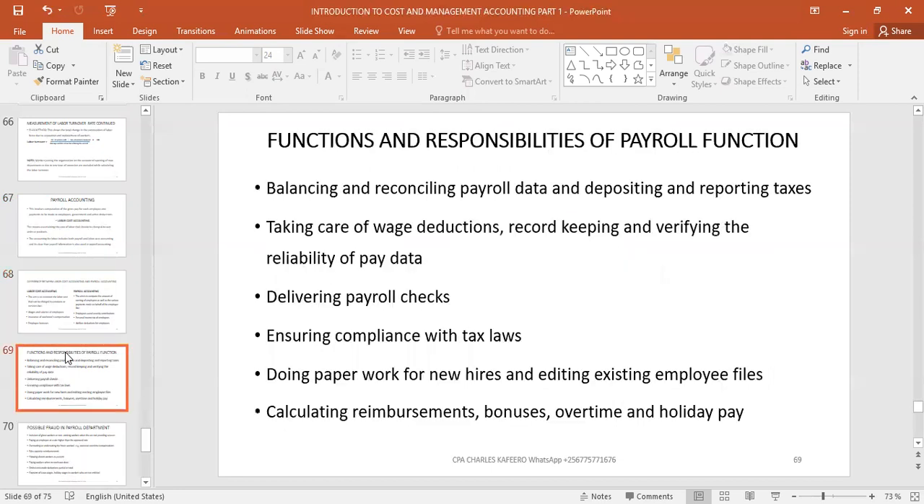Then allow me to talk to you about the functions of payroll, because most of the time when the cost accountant does the labor costing aspect, they send it to HR. HR are the ones handling the payroll function. So we want to know the role of the payroll function.